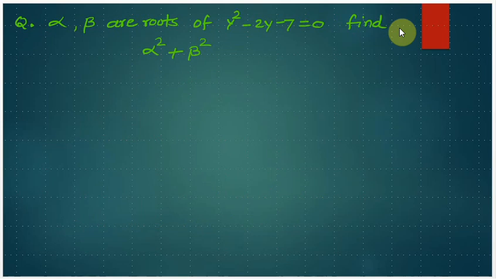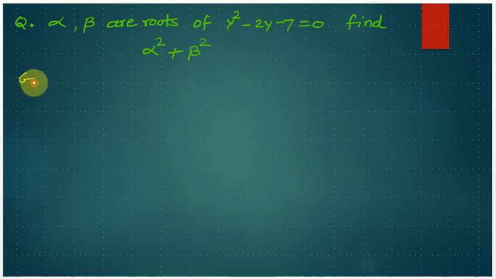Next question. Alpha and beta are the roots of y square minus 2y minus 7 equal to 0. Find alpha square plus beta square. These are the important questions in the quadratic equation. How can we solve this type of equation? Alpha and beta are the roots of y square minus 2y minus 7 equal to 0. We have to find alpha square plus beta square.